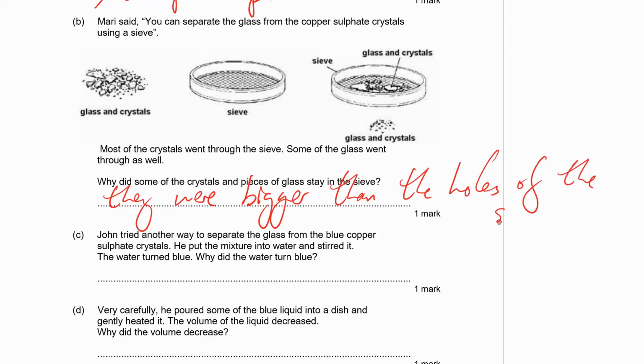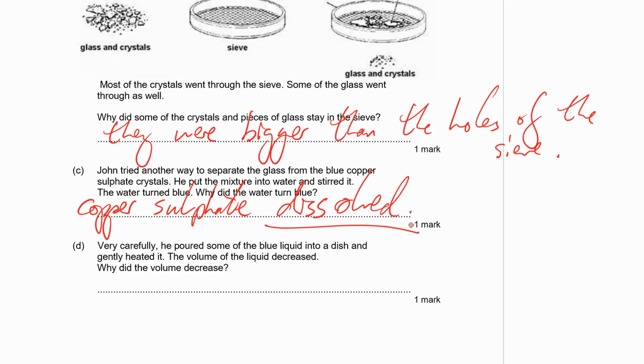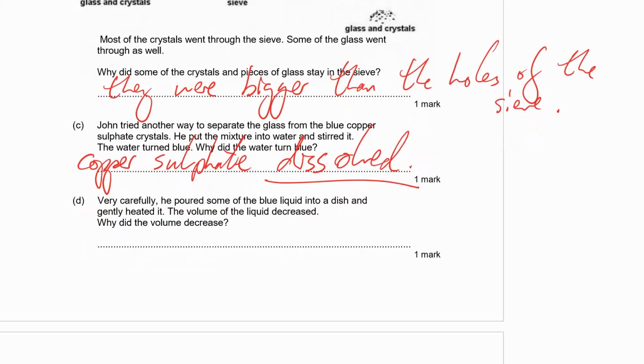They were bigger than the holes of the sieve. Why did the water turn blue? So the copper sulfate dissolved. Dissolved being the key word there. Or you could have said the copper sulfate turns it blue.